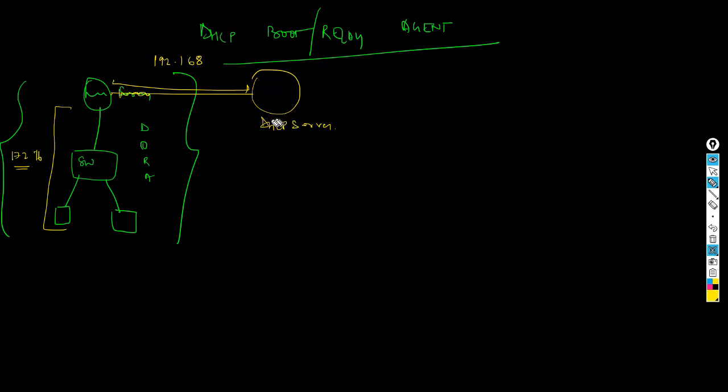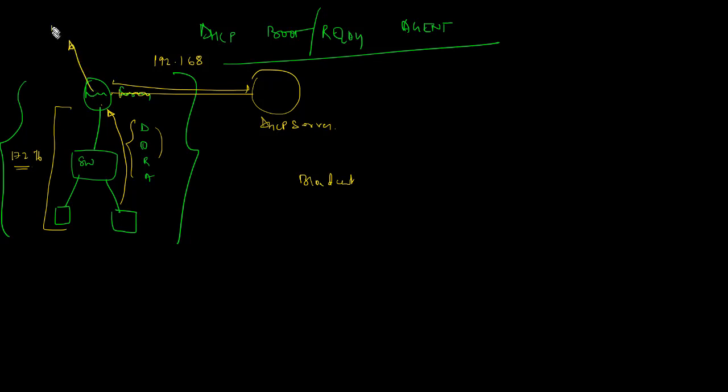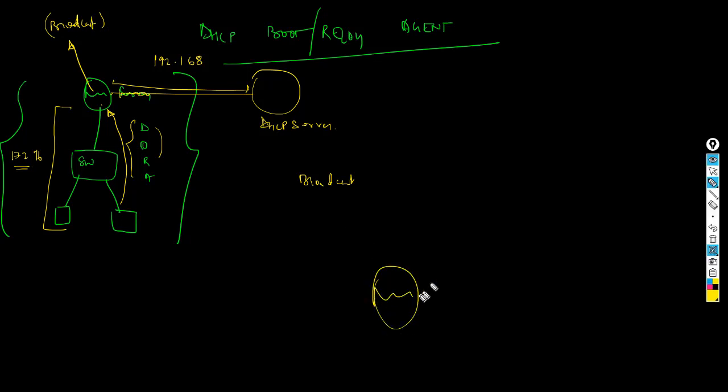In this case, the problem with the normal scenario is that, as you know, they are broadcast packets. So the discovery packet which is going till the router is going to be dropped, because the router drops all broadcast packets. That's the basic definition of a router.